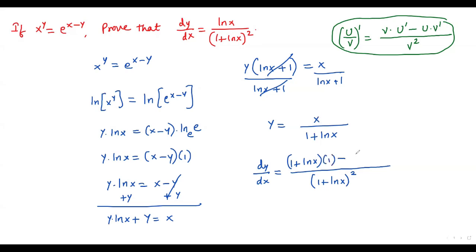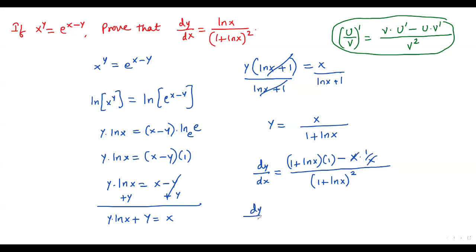Negative. Now I have to keep the u as it is. U means the numerator as it is. I have to get the derivative of the denominator. Okay, when I find the derivative of this denominator, the derivative of this constant 1 will become 0, and the derivative of this natural logarithm of x will become 1 over x. So this x will cancel out.